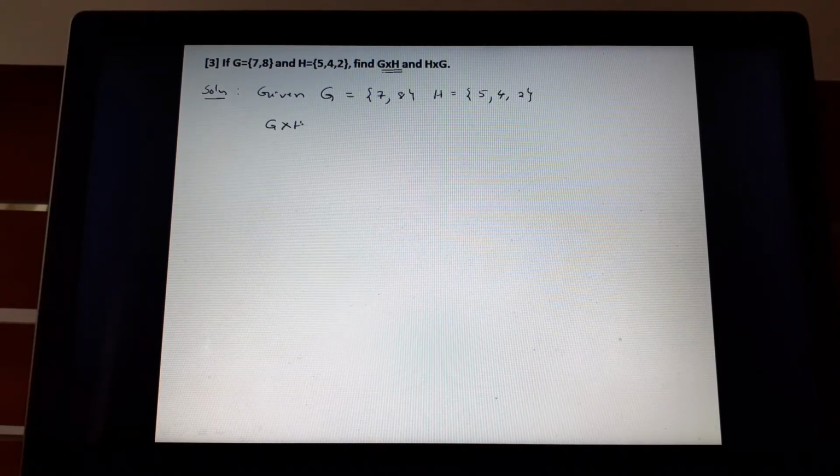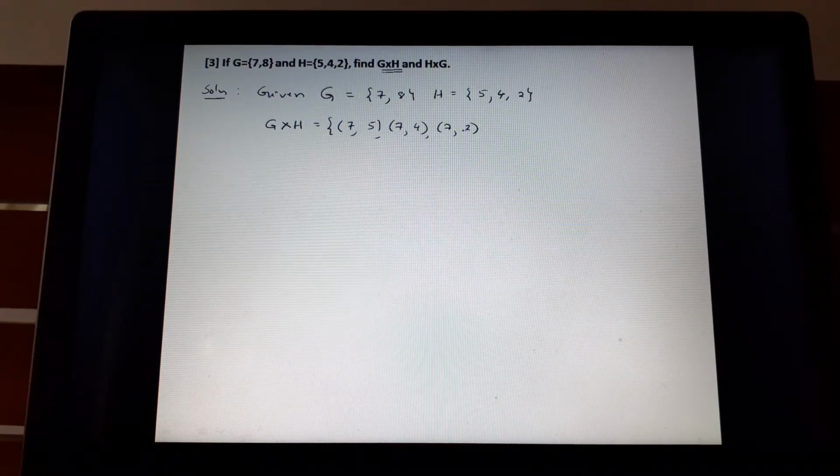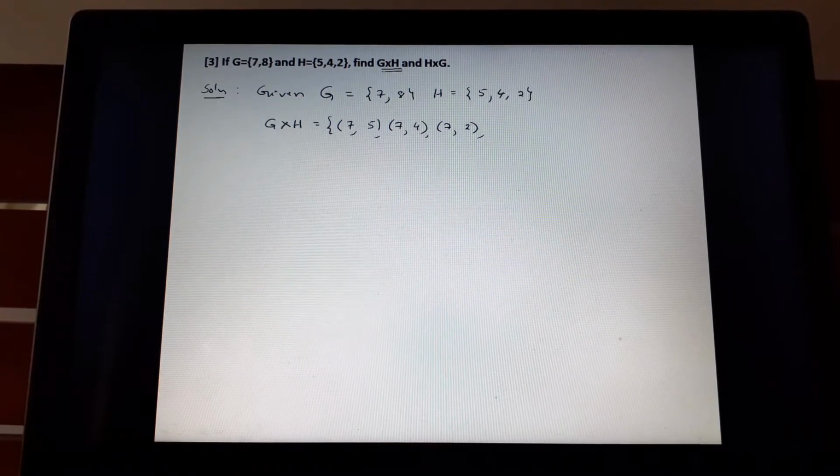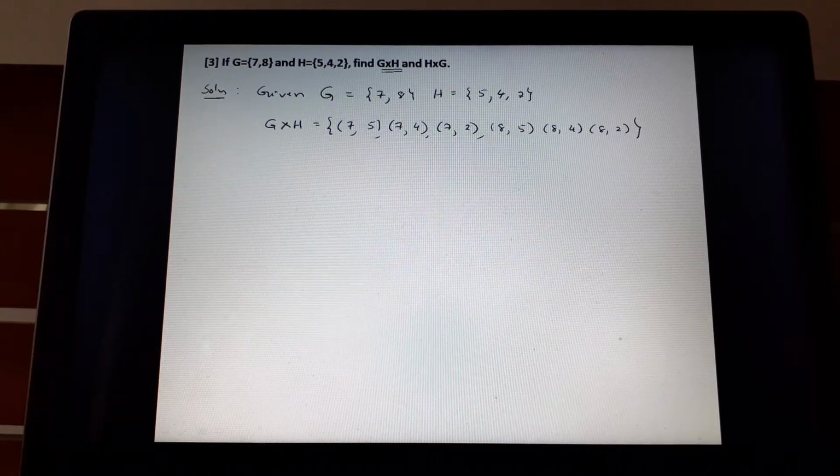G cross H equals, what you have to do is take the first element from G, that means 7 we have to take. Then with 7 you take all the elements of H. So this is (7, 5), this is one pair. Then similarly with 7 we can take 4, then with 7 we can take 2. Next take with 8, same thing, (8, 5), then (8, 4) and (8, 2). So you can also check, this has 2 elements, this has 3 elements, total must be 6. 1, 2, 3, 4, 5, 6.